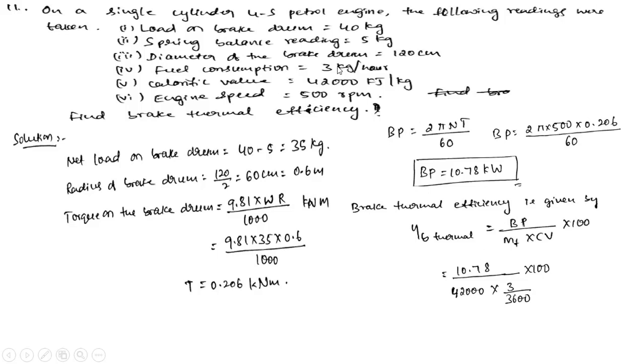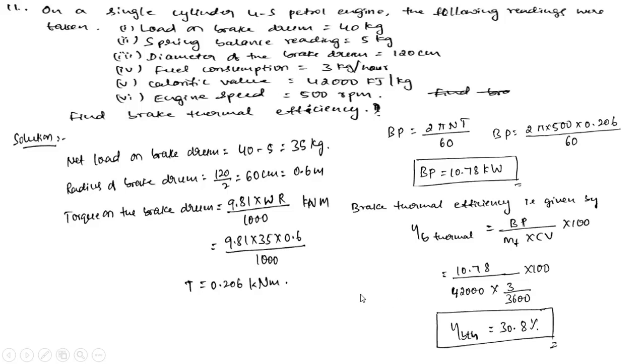Here they have directly given it in terms of kg, not in terms of liter like the previous problem. So no need to bother. 3 divided by 3600, this is to convert that hour into seconds, into 100. So you will get the brake thermal efficiency as 30.8%. So this is the solution for brake thermal efficiency.